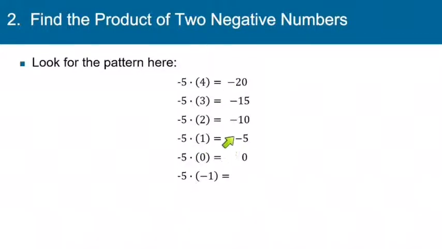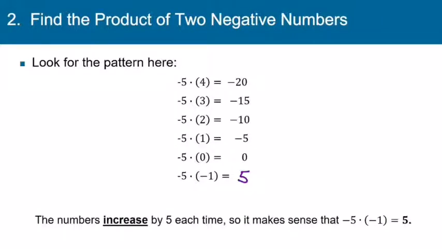Notice that for each of these, we are adding 5 each time. Negative 20 plus 5 is negative 15. Negative 15 plus 5 is negative 10. Negative 10 plus 5 is negative 5. Add 5 to that, you get 0. The pattern is to add 5 each time. So if we add 5 to 0, of course, we get positive 5. So we see that negative 5 times negative 1 has to equal positive 5. The numbers increase by 5 each time, so it makes sense that negative 5 times negative 1 is positive 5.